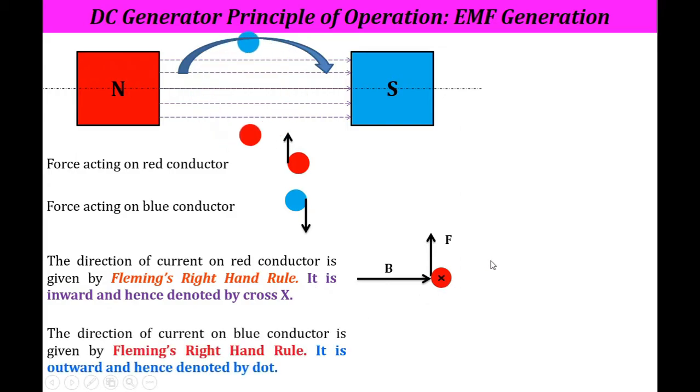Now let's apply again the same rule for the blue color conductor. Now you will observe that the direction of B, that is the field, is not changed. It is from left hand to right hand side. The direction of the force now is in a downward direction. So therefore, if you apply the right hand rule again, then you will be able to understand that the direction of the current is outward, and that outward current direction is always denoted by a dot. So this is the cross and dot convention which is used here for EMF generation.